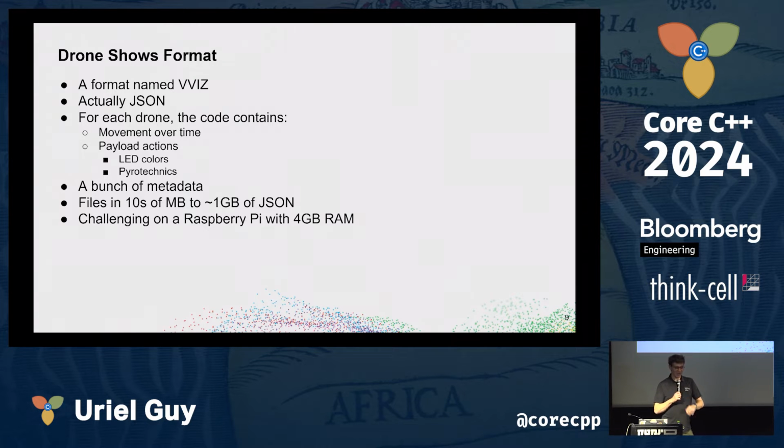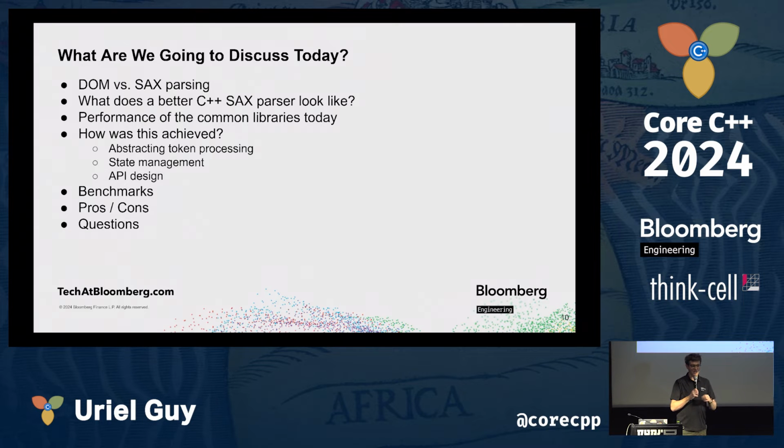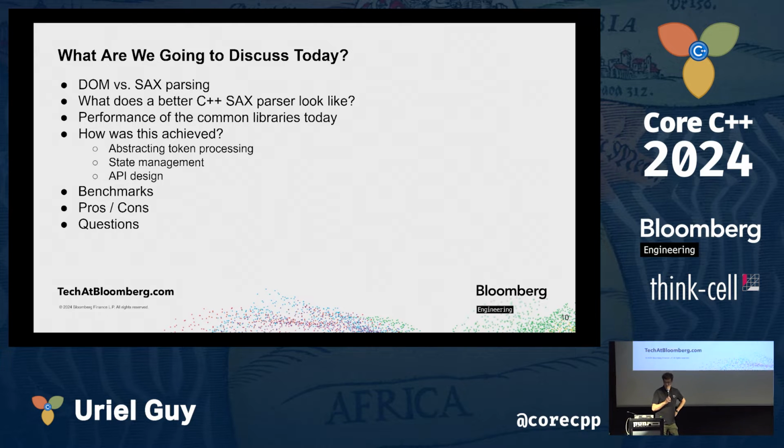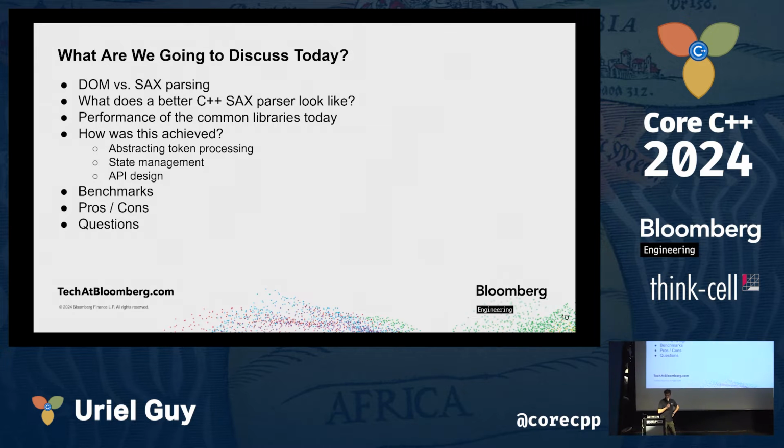What are we going to discuss today? The first thing that we're going to talk about is DOM parsing versus SAX parsing and introduce those concepts. My library is called Better CPP SAX because it uses SAX parsing. So we'll look at what a parser at the end of the day looks like. We'll talk about how that was achieved. We'll do somewhat of a dive into the code and the library. We'll do some benchmarks. We'll have some pros and cons, and we'll compare it to some of the other libraries that I have looked at, at the very least. And hopefully we'll have some time for questions.